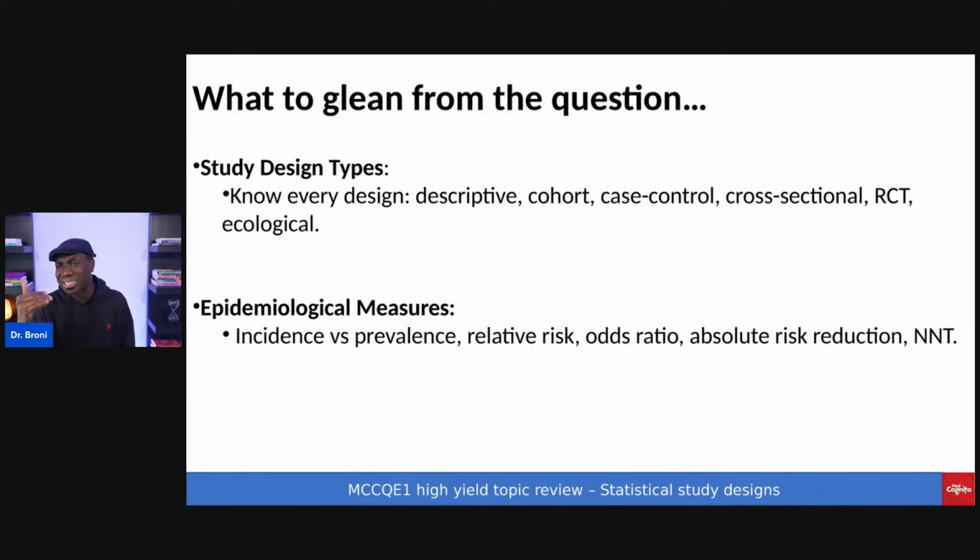Number two, you have to understand the measures of epidemiological data. What do we mean by incidence of disease? What do we mean by prevalence of disease? What do we mean by relative risk? What do we mean by odds ratio? What do we mean by absolute risk reduction? What do we mean by number needed to treat? You can be quizzed on all these things and you must know them very well. That is why I'm bringing these concepts. When you read a question like that, which the Medical Council is graciously giving out, you have to understand these concepts which go with it.